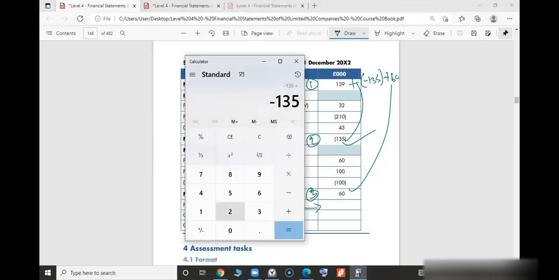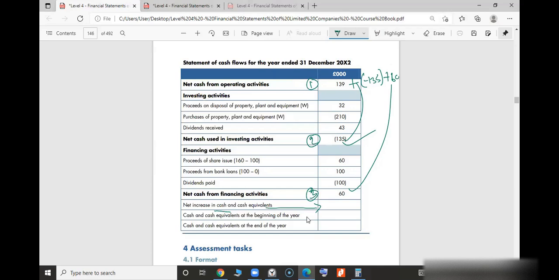Minus 135 is already there. 139, which is 4, plus 60, 64. I do agree with you people. Yes, it should be 64. Okay, I'm writing it down. 64.